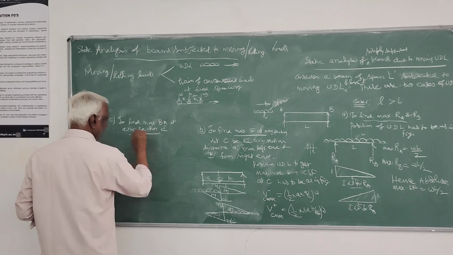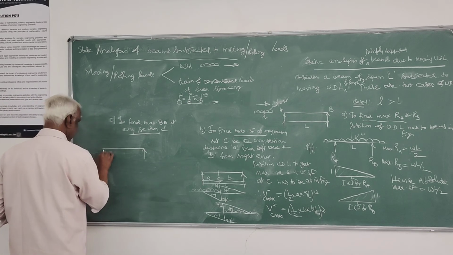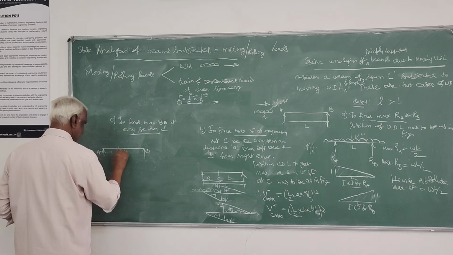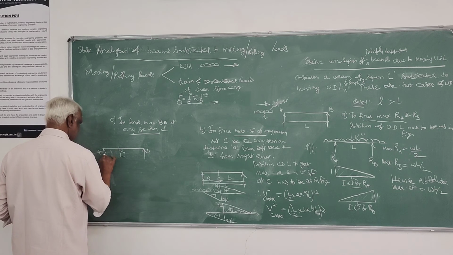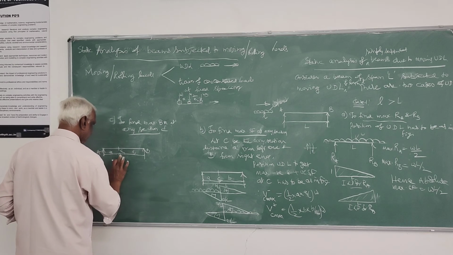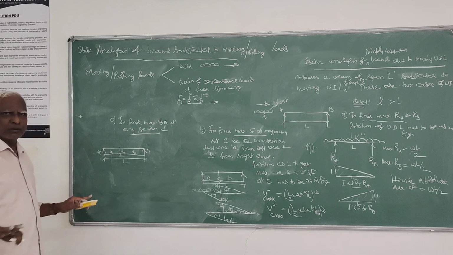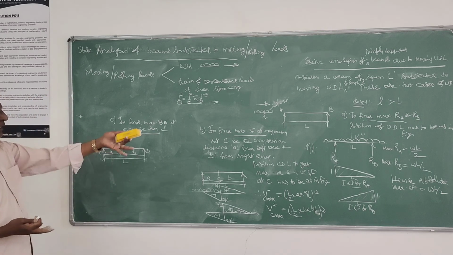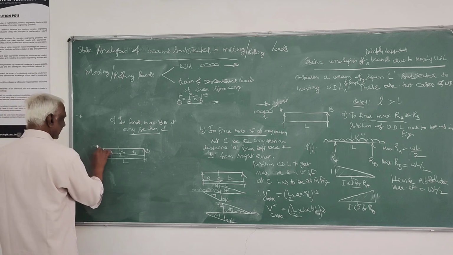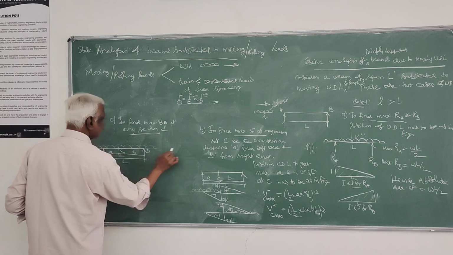This is also very simple. Same as before, this is your AB, span is L, this is the section C at a distance J, this is B. Again, you have to position the load. Here the length of load is more than the length of span, so you have to place the load like this.